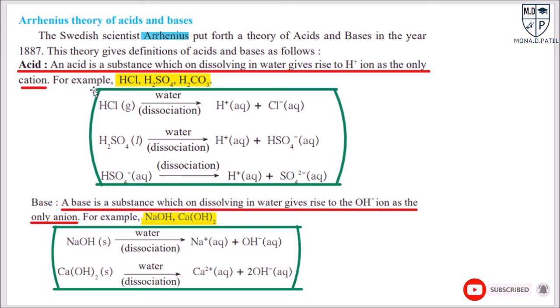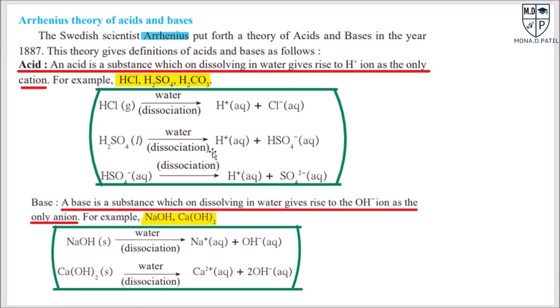So an acid is a substance which on dissolving in water gives rise to H plus ion as the only cation. Okay, so such examples are acids. Here the given examples are hydrochloric acid, sulfuric acid and hydrogen carbonate. Okay, so here after dissociation you can see each compound gives rise to hydrogen plus ion. Okay, so these all are acids.